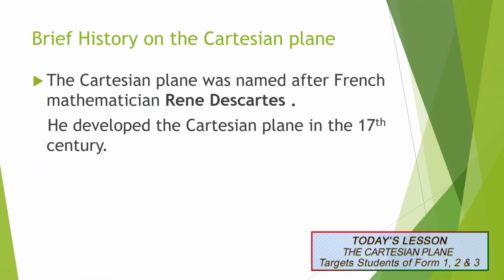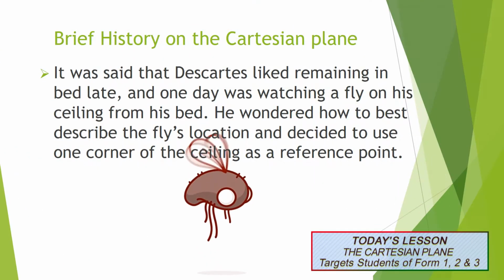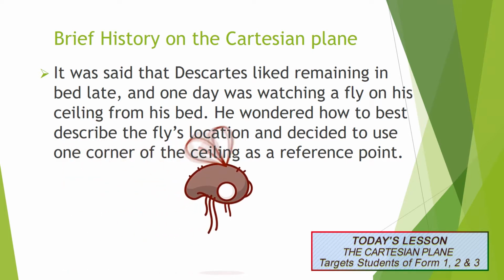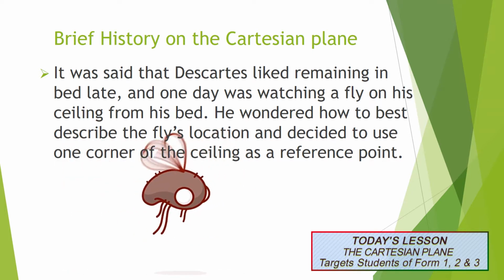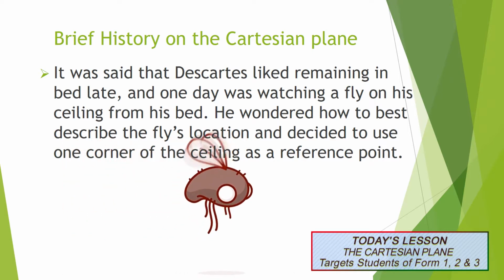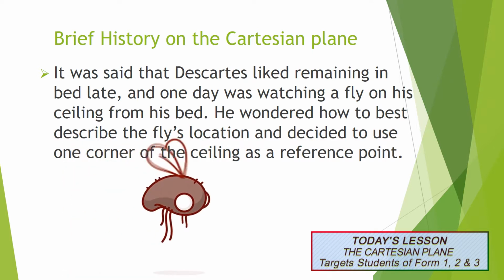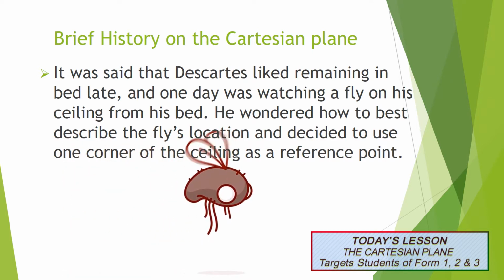A brief history on the Cartesian plane. The Cartesian plane was named after French mathematician René Descartes. He developed the Cartesian plane in the 17th century. It was said that Descartes liked remaining in bed late, and one day was watching a fly on his ceiling from his bed. He wondered how to best describe the fly's location, and decided to use one corner of the ceiling as a reference point. And thus, the Cartesian plane was born.